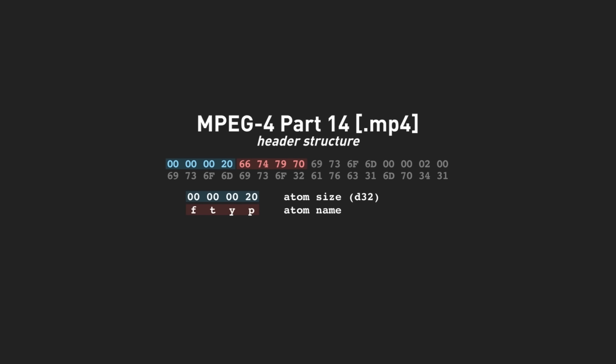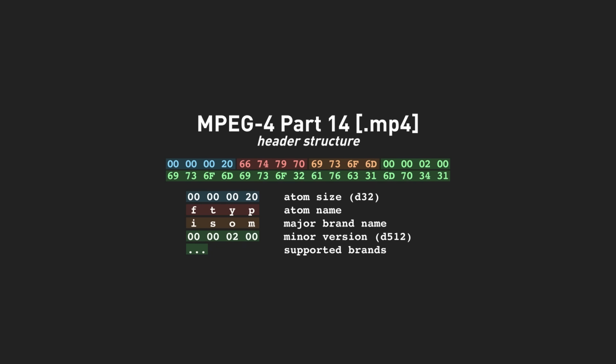Anyway, next comes the major brand name, which defines what specification this file follows. For MP4, that's usually ISO-M, which stands for ISO media. It doesn't necessarily imply an MP4 though. The next 4 bytes encode a version number, and the following chunks list all supported brands, including MP4-1.